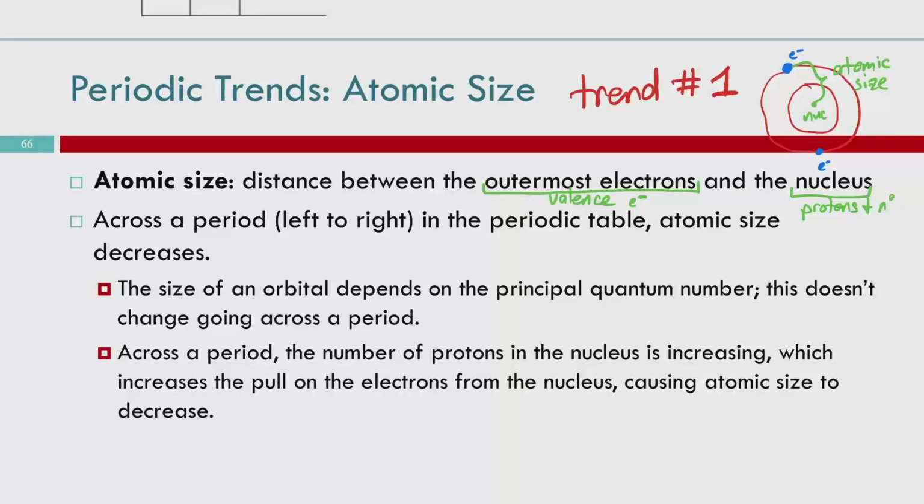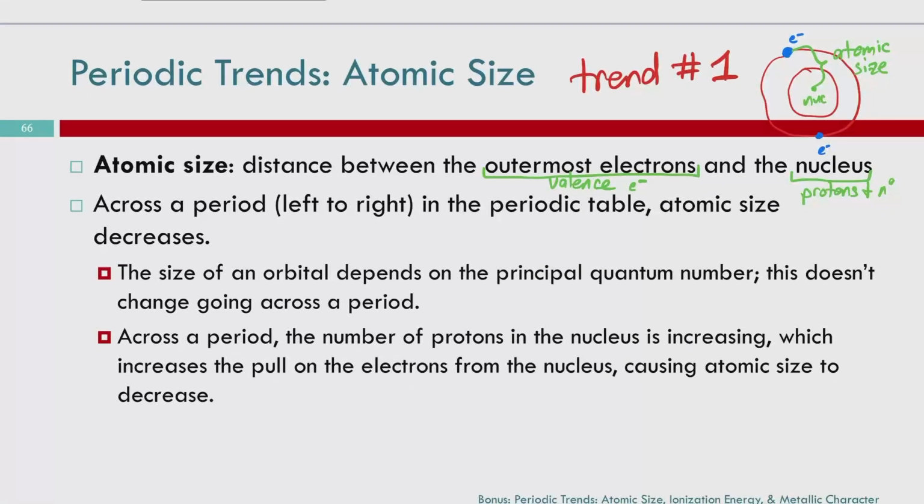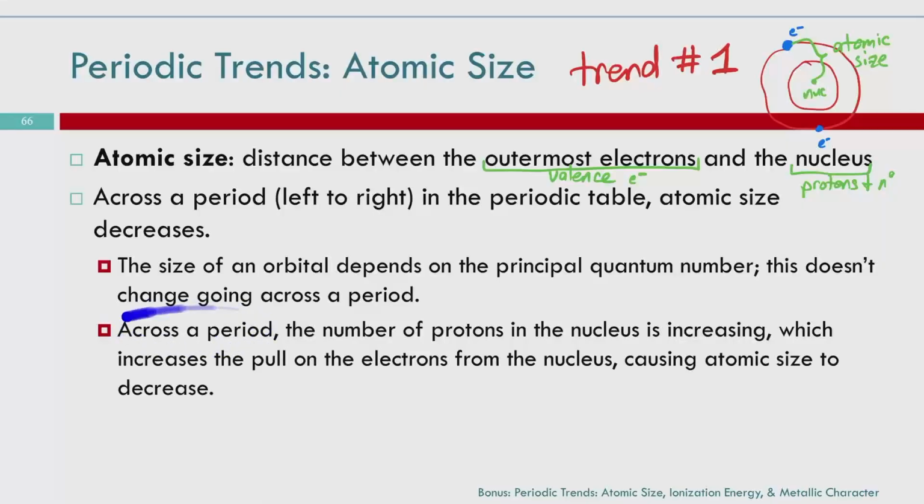Thank you, student. That's a great question. The reason that it gets smaller as you go across a period is that the number of protons in the nucleus is increasing. So there's protons in the nucleus. Those have what charge? Positive charge. And the electrons on the outside have what charge? Negative charge. So if we have more positive charge on the inside, is that going to pull our electrons in more or are they going to be farther away? Negative charge, positive charge. Opposites attract. It's going to pull them in slightly.